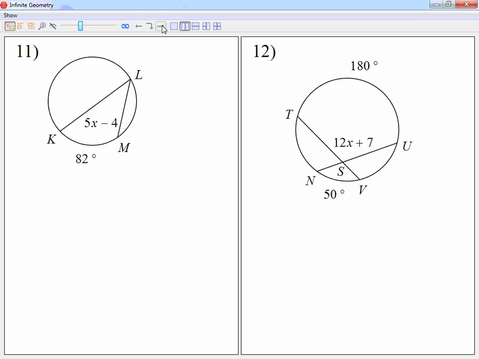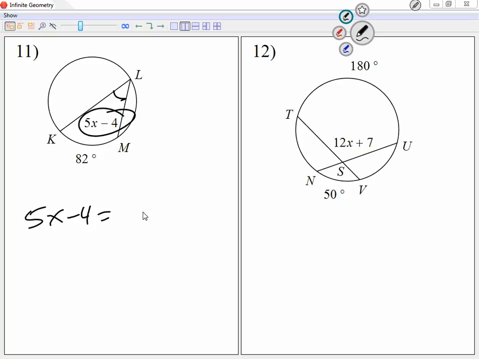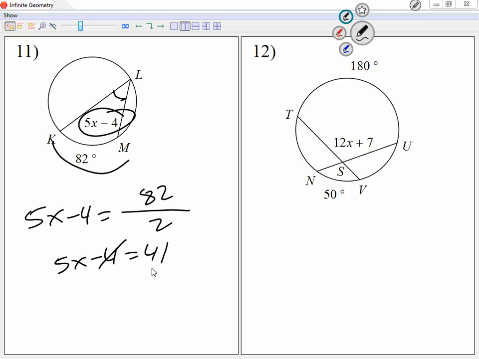Number 11. The angle is on the circle. So this angle, 5x minus 4, is equal to the arc that it creates, which is 82. So it's going to be 82 over 2. You notice my arc is always over 2. 82 over 2 can be simplified. That's 41. So I have 5x minus 4 is 41. So add 4. 5x equals 45. X equals 9.